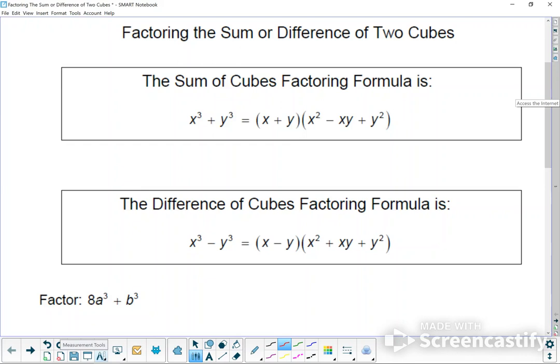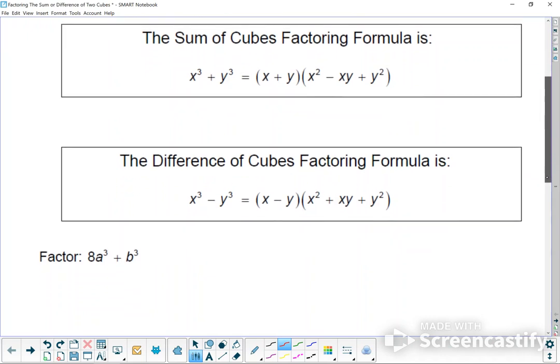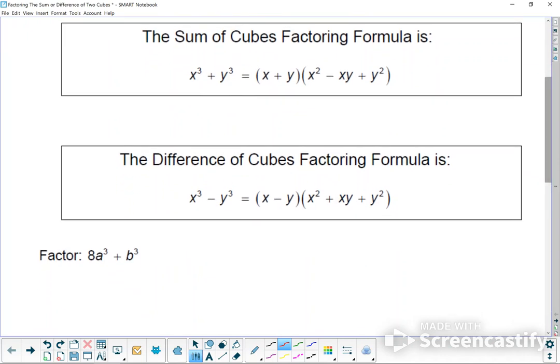All right, folks, let's go ahead and do this. We are going to be working on factoring the sum or difference of two cubes, and the two formulas are written there for you. I've mentioned some of the things that you can use for it, but let's get going on this.